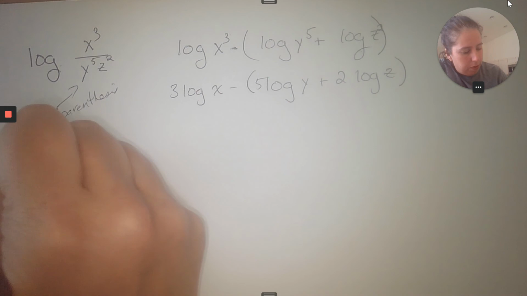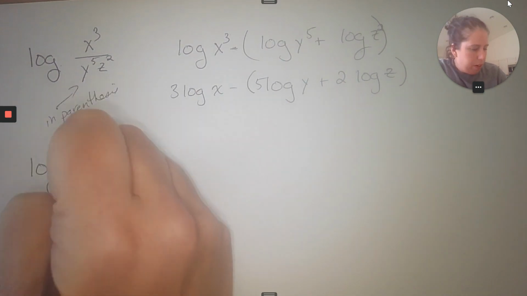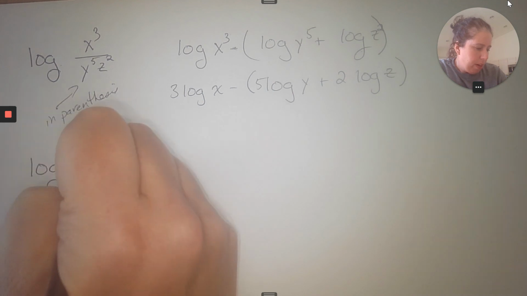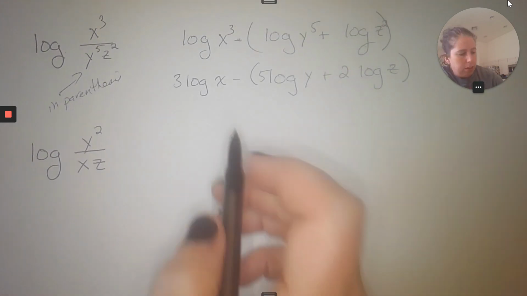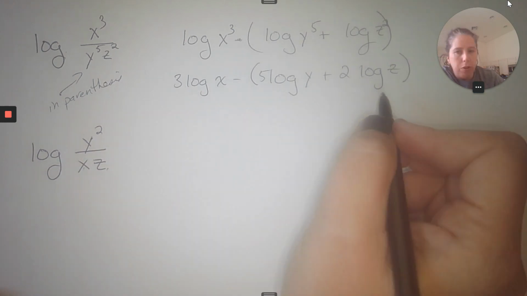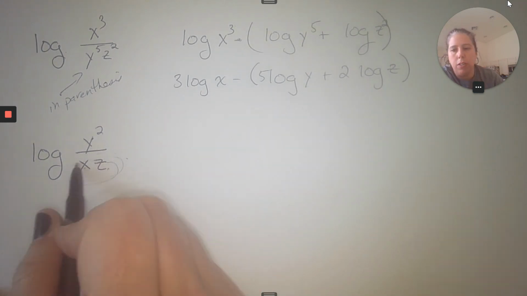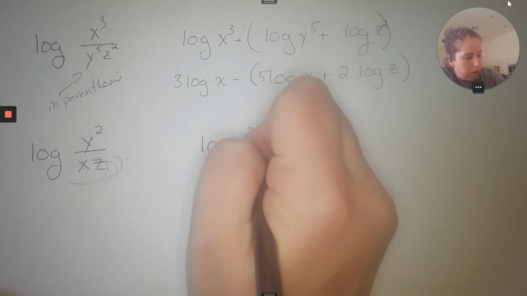So if I give you log y squared over x z. All right, give that one a shot. Okay, again, pause it if you need to. All right, I got 1, 2, 3, so I should have 3 logs in here. There's more than 1 down here, so this has to go in parentheses. So I'm going to start with the top. So I'm going to go log y squared.